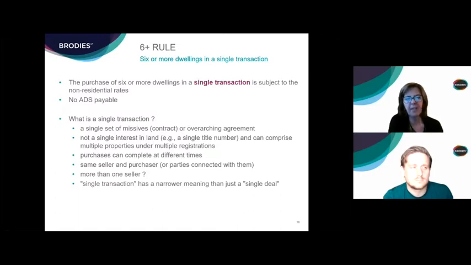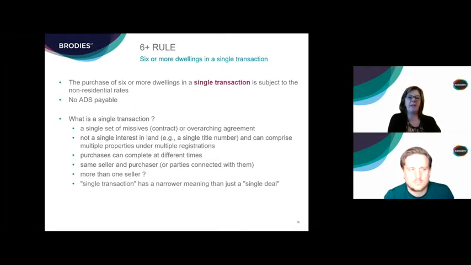Well, there needs to be a single set of missives or some kind of overarching agreement. There isn't a definition in the legislation, by the way, as to what a single transaction is for the 6+ rule. It can't be different purchasers, but it can be more than one seller if the contractual arrangements are along the same lines. The purchases can complete at different times. It doesn't have to be a single interest in land. It can actually be separate title numbers, so that doesn't matter.